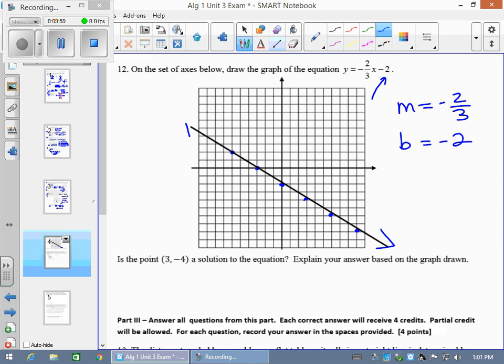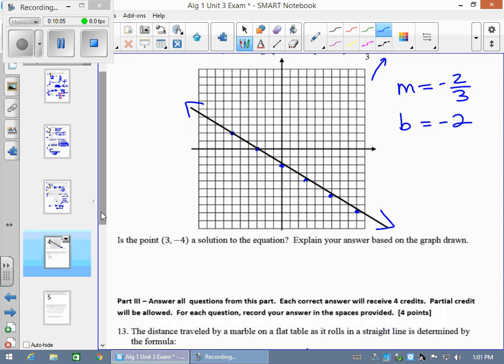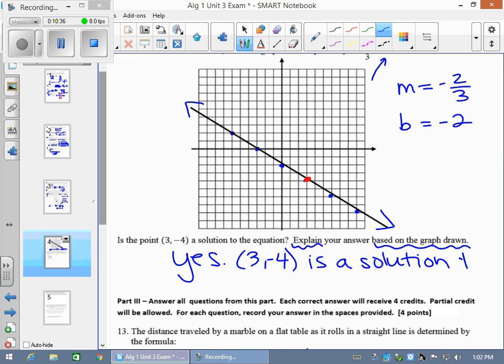So we completed the first part of this question, but then it went on to say, is the point (3, -4) a solution to the equation? So let's just look at our graph here. If I go over to 3, down -4, I can see that yes, that is a point on my graph. So I'm going to first answer the first part and say yes. But then it says to explain your answer based on the graph drawn. So it wasn't enough just to show maybe that you plugged this into the equation. You had to explain it in words based on the graph. So saying something like (3, -4) is a solution to the equation because it is a point on the line.